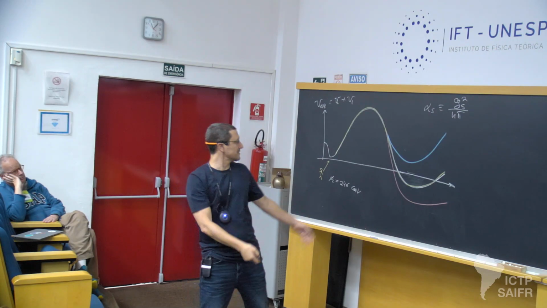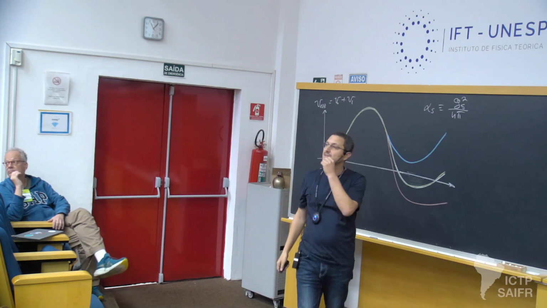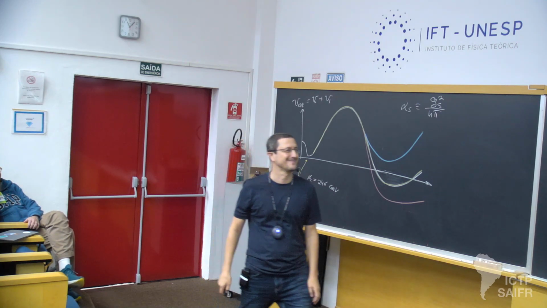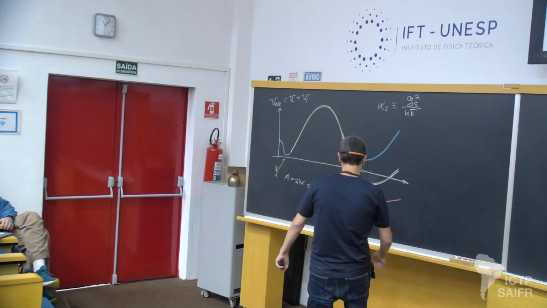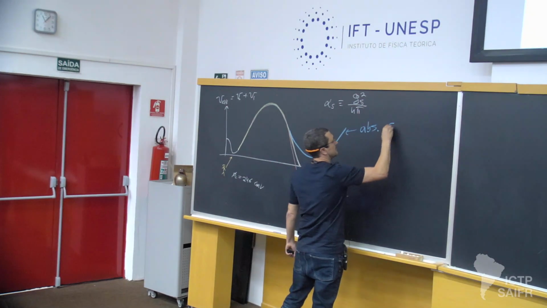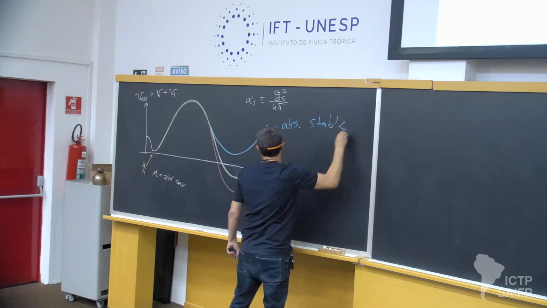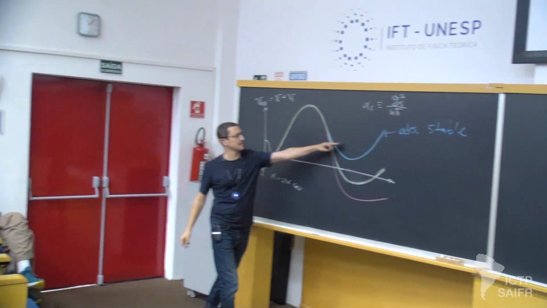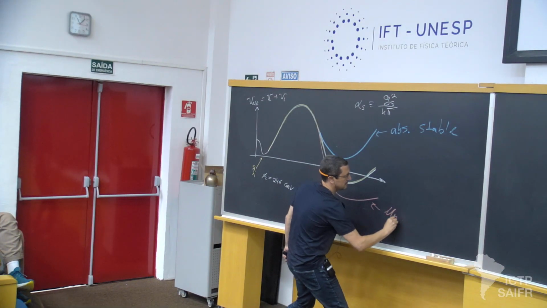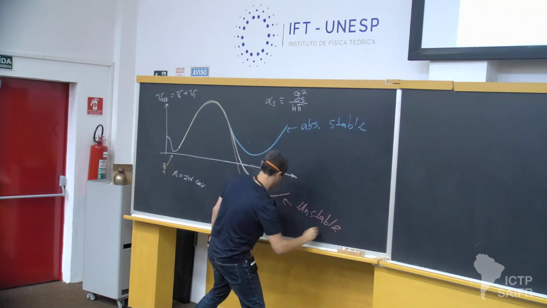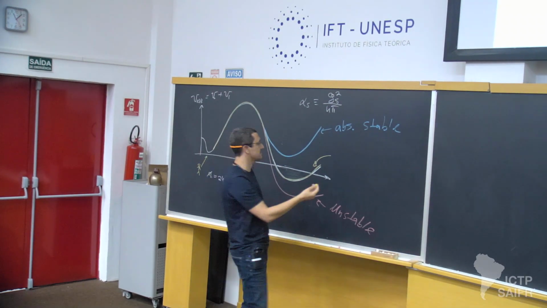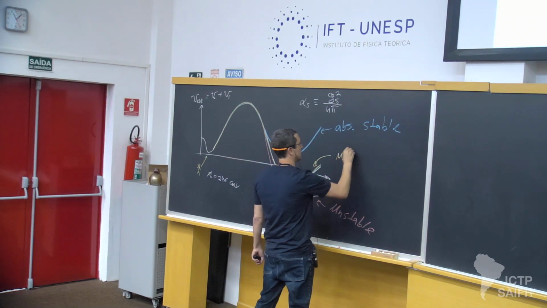So I like it because this rich structure is in the standard model. The blue is absolutely stable. There is nowhere to go. This has higher energy than this one. This is unstable. And this is where we most likely are, as of LHC measurement. This is metastable.